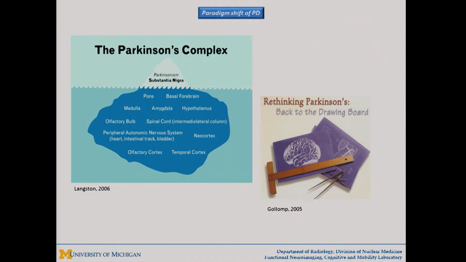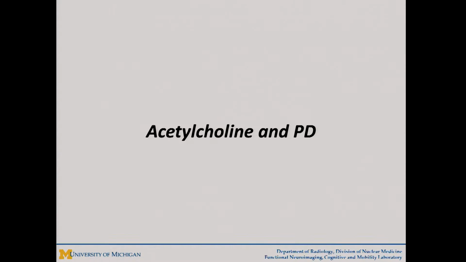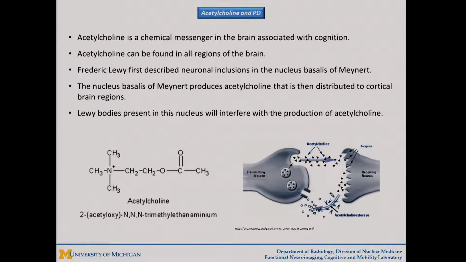So this is what I'm referring to. This is a very famous slide. Every self-respecting researcher uses this slide. This is by Langston, and he calls it the Parkinson's complex. The loss of dopamine in the substantia nigra, what I just mentioned as stage 3 of this ascending disease, is only the tip of the iceberg. There's so much more going on. And so that's what we're trying to focus on with our studies. In particular, we are looking at acetylcholine.